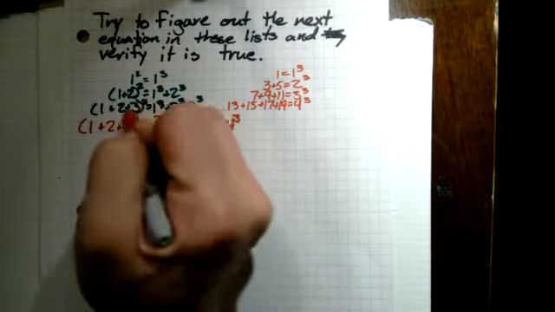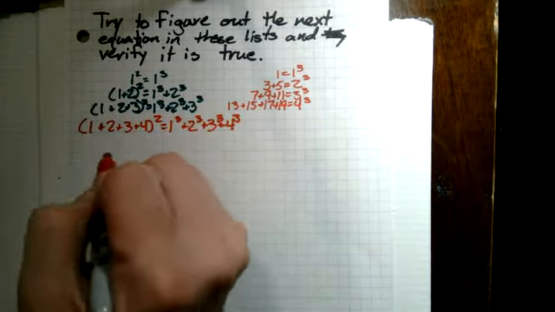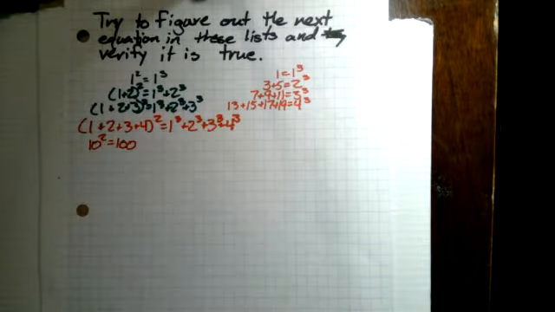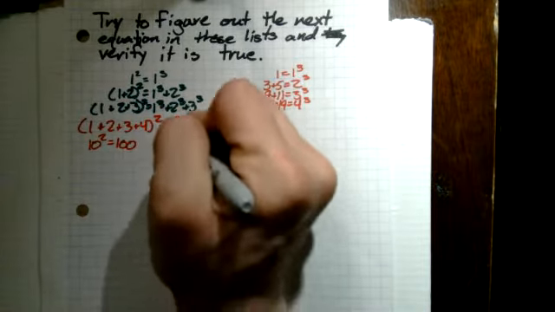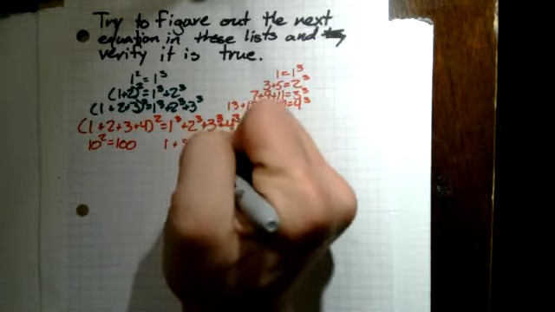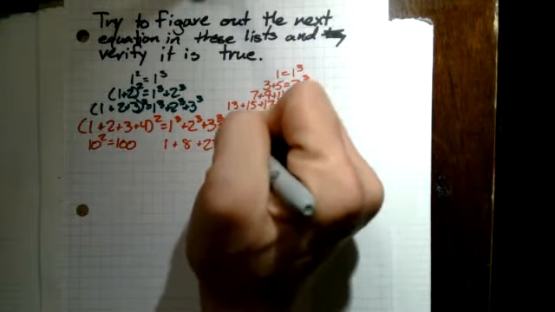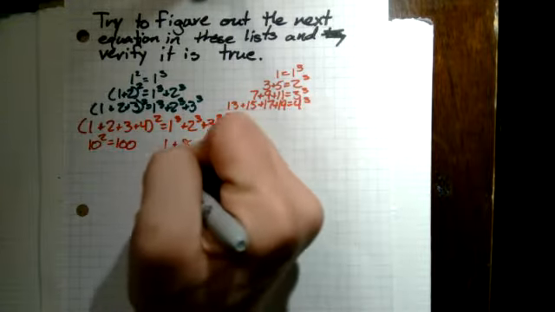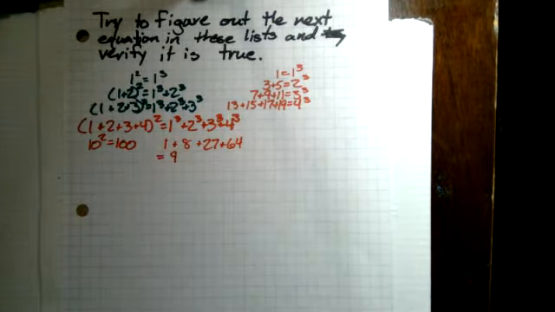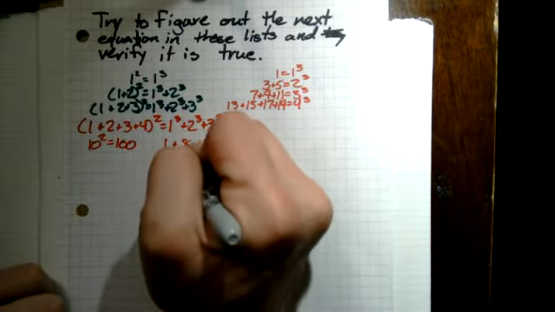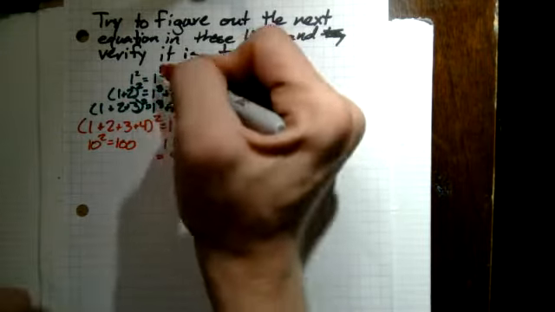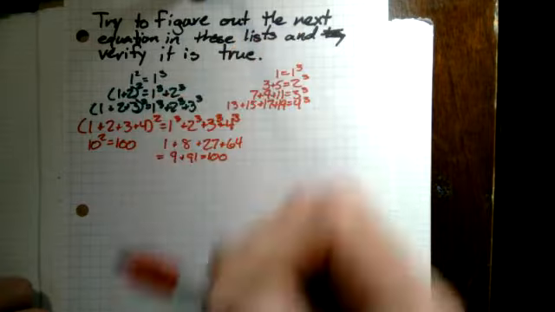So if I take these numbers and add them together, 1 plus 2 plus 3 plus 4 is 10, and 10 squared is 100. So let's check this against 1 cubed plus 2 cubed plus 3 cubed plus 4 cubed. 1 cubed is 1, plus 2 cubed is 8, plus 3 cubed is 27, plus 4 cubed is 64. 1 plus 8 is 9. 27 plus 64 is 91, which is 100. So yes, we have verified that the fourth equation in this list is true.